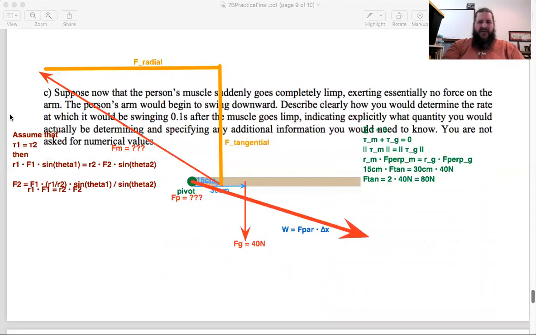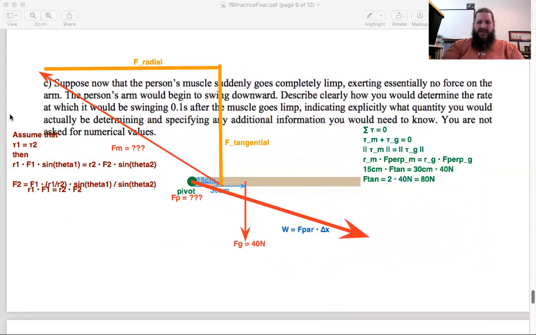And then this one's also asking, suppose the person's muscle suddenly goes completely limp, exerting essentially no force on the arm. So we are now getting rid of the muscle force completely.